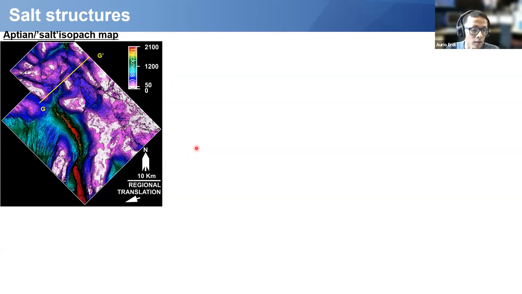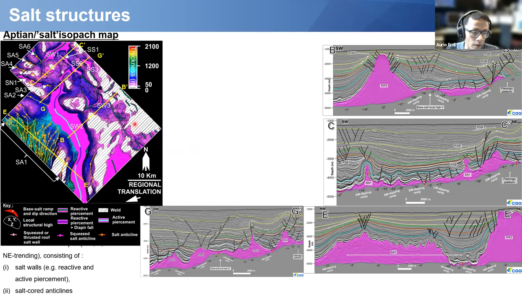We identify that the salt structure consists of salt anticline, the yellow color in here, and wall, which can be characterized into reactive piercement, such as the green color in here, reactive piercement and diapir, the purple color in here, and active piercement, the cyan color in here. Some anticlines and walls are also documented as laterally squeezed with or without thrust.